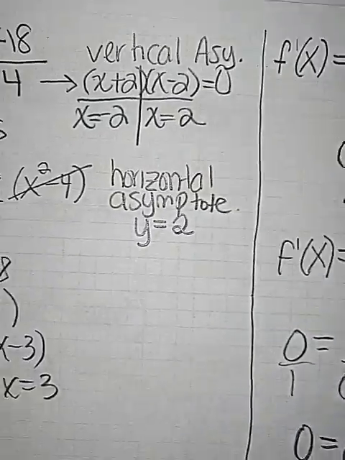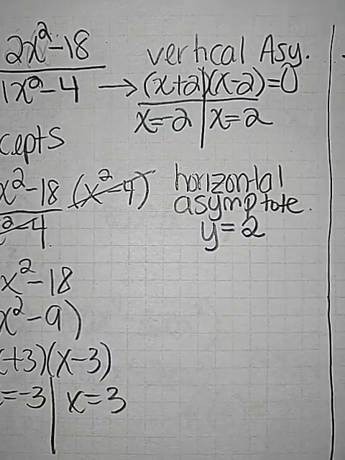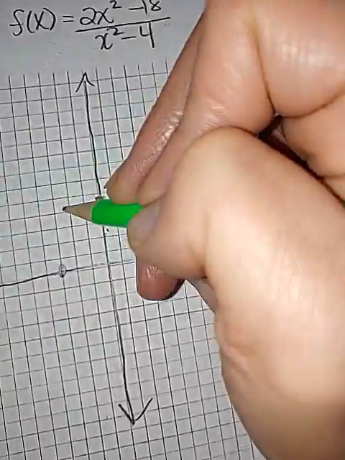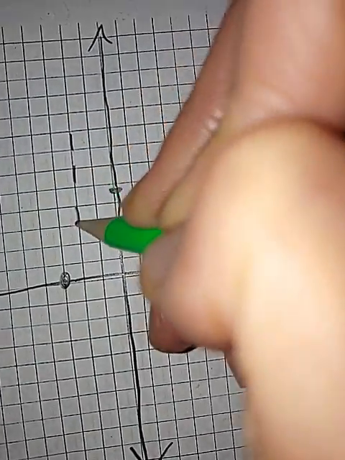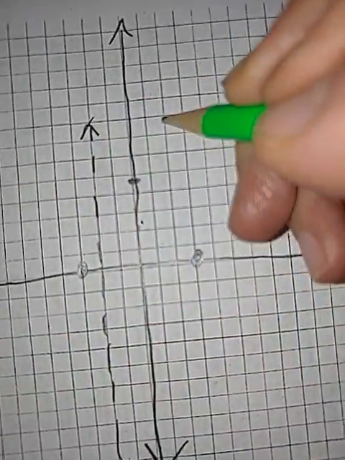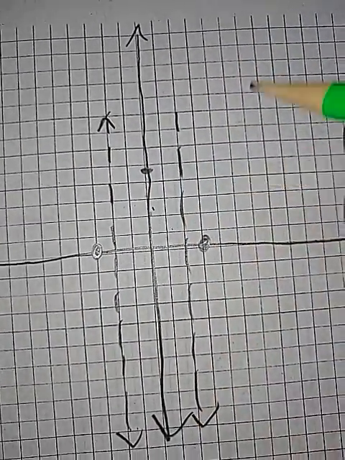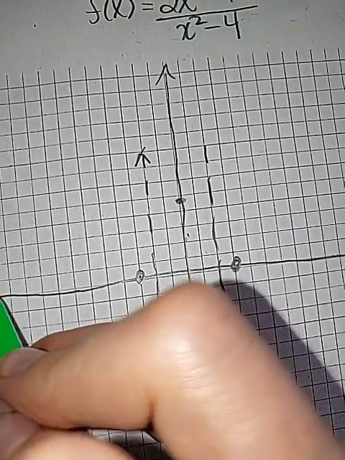Okay, also from the original function, I found my vertical asymptotes and my horizontal asymptote. So I have vertical asymptotes of -2, +2, and a horizontal asymptote of y equals 2.